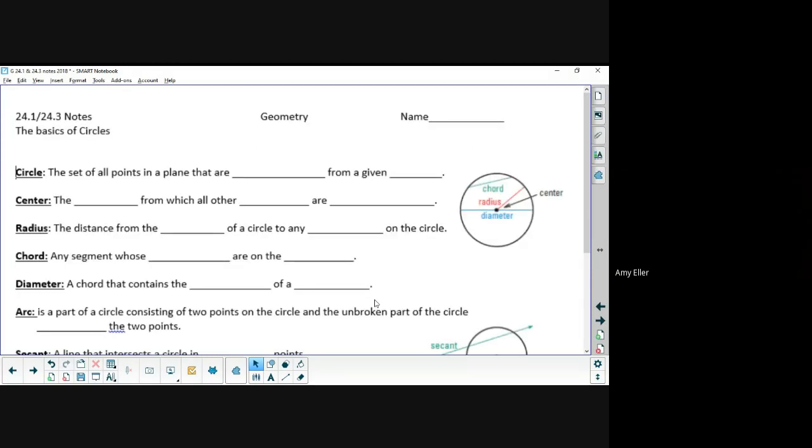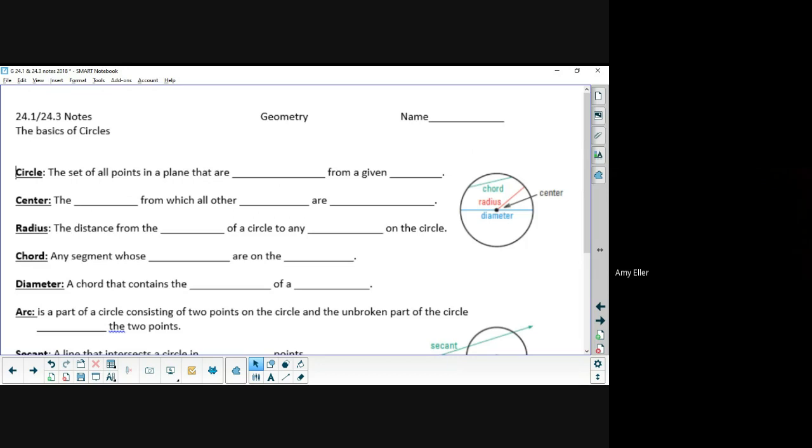All right, guys, today is notes 24-1, 24-3. It's not in your book, so you need your note sheet. Pause the video to get that note sheet, to print it. If you don't have a printer, just take notes on paper. Pause the video anytime you need as we're going along. Let's start with some vocabulary.